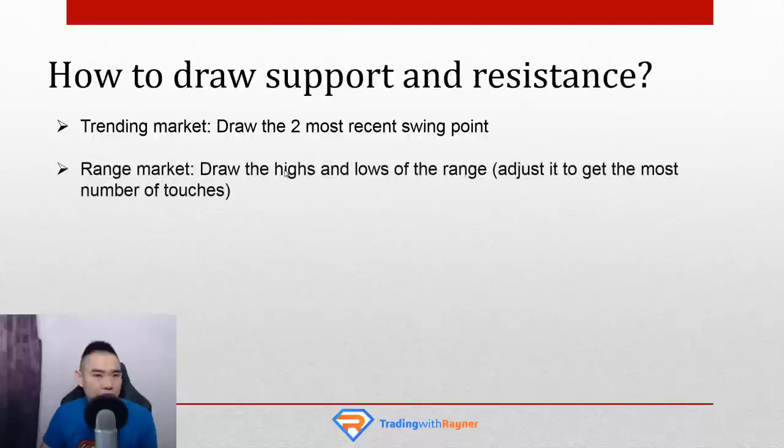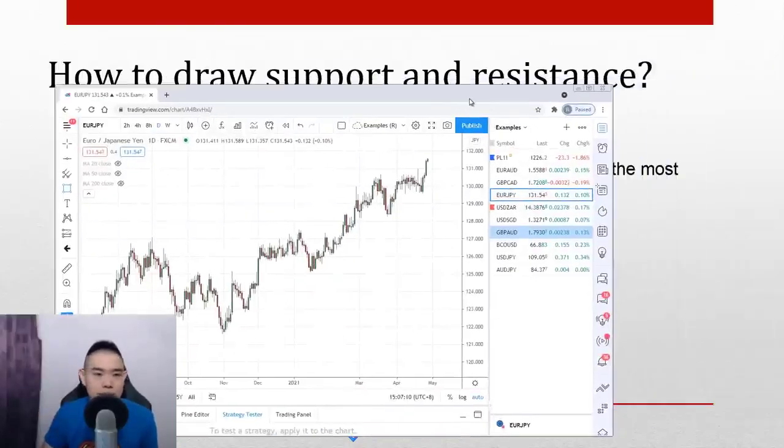On the other hand, if you have a range market, then it's pretty simple. Just draw the highs and lows of the range and adjust it to get the most number of touches. I'll explain that shortly. So let's have a look at a few charting examples.